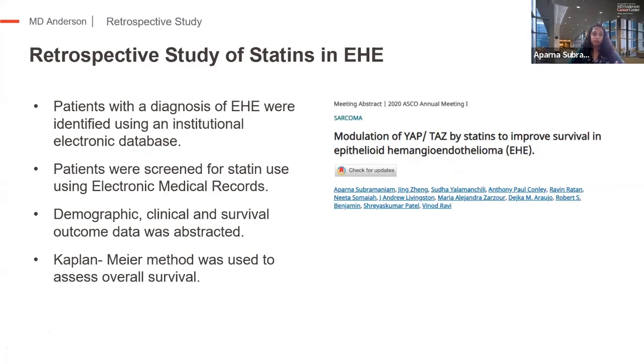With this rationale in mind, we did a retrospective study of statins in EHE, and patients with the diagnosis of EHE were identified using an institutional electronic database. Patients were screened for statin use through their medical records. Demographic, clinical, and survival outcome data was abstracted in these patients, and the Kaplan-Meier method was used to assess overall survival for these patients. Findings from this study were also submitted as an abstract in 2020 at the ASCO meeting.